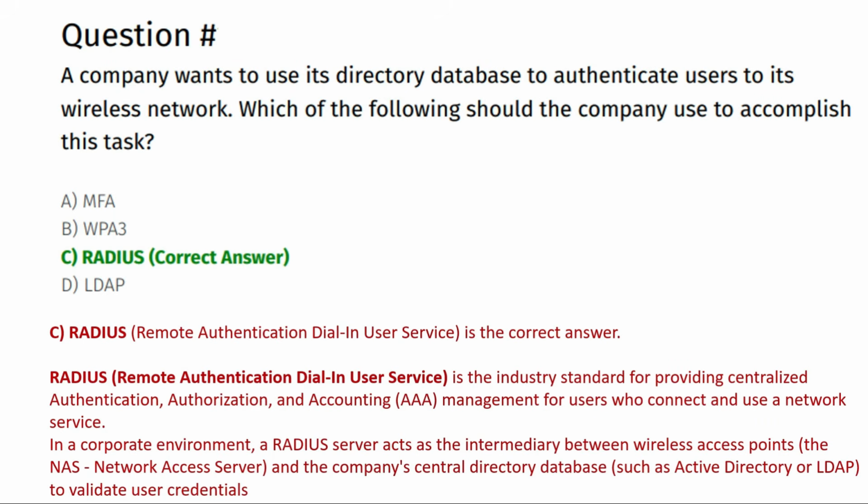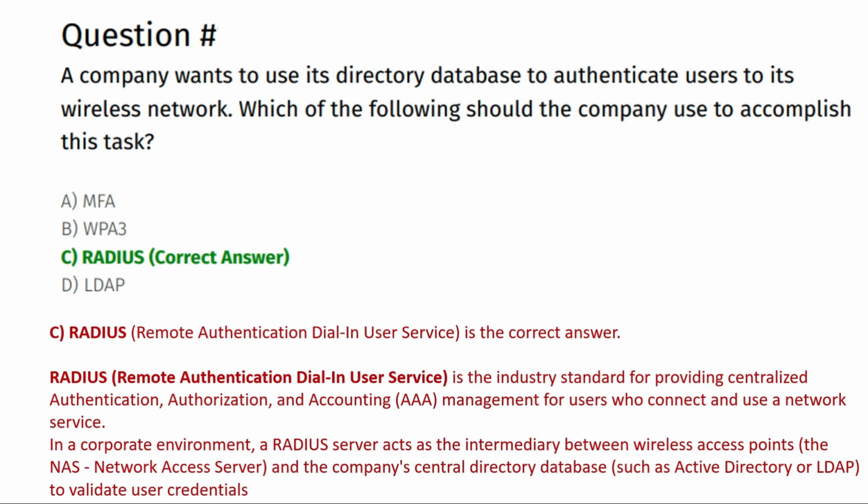Next question is, a company wants to use its directory database to authenticate users to its wireless network. So which of the following should the company use to accomplish this task? Option A, MFA, option B, WPA3, option C, Radius, option D, LDAP. And the correct answer for this question is Radius, remote authentication dial-in user service. So let's check the explanation.